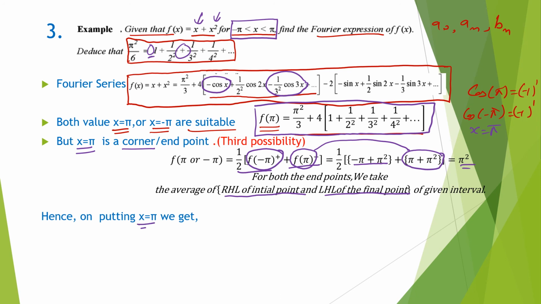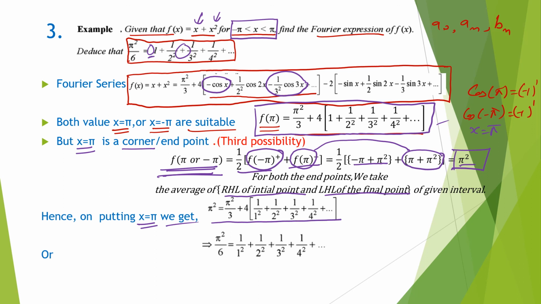Hence on putting x equal to pi, we get this value. First we put x equal to pi over here and we get this value, and the value of the function for pi or minus pi we again calculate by taking the average of the left hand and right hand limit, left hand at the initial point and right side at the final point, and we receive pi square. So pi square is equal to this value, and hence calculating the value we receive pi square by 6 is equal to 1 by 1 square plus 1 by 2 square plus 1 by 3 square and so on.